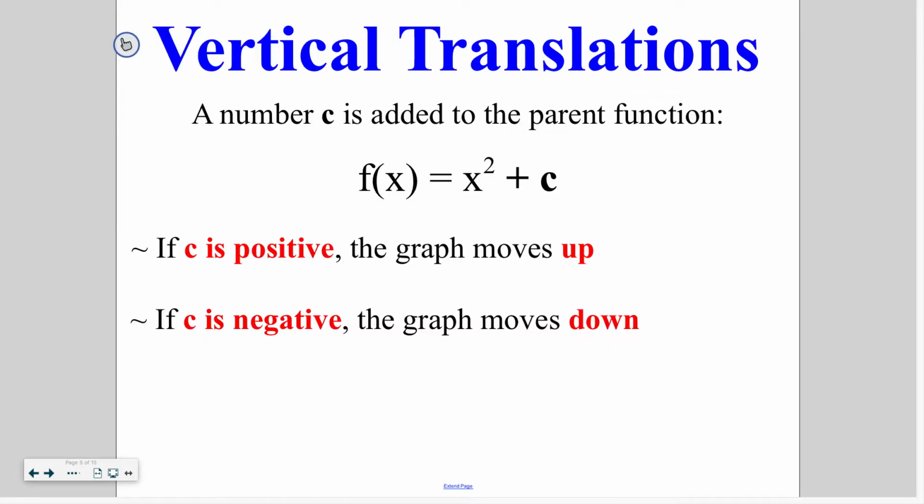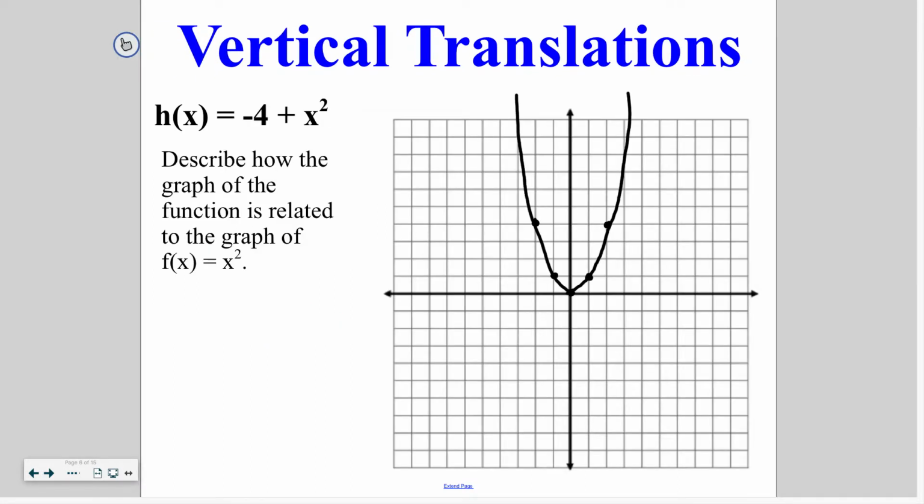The first type of transformation that we are looking at is a translation. This occurs when there is a number c added on to the parent function. So if there is a single number added on to the end, that is going to tell us up or down. If it is adding, positive, we're moving up. If it is subtracting, negative, we are moving down. So for example, I've got -4 plus x squared. The parent function is already drawn on the graph. Again, I'm going to draw in those basic 5 points of -2, -1, 0, 1, and 2.